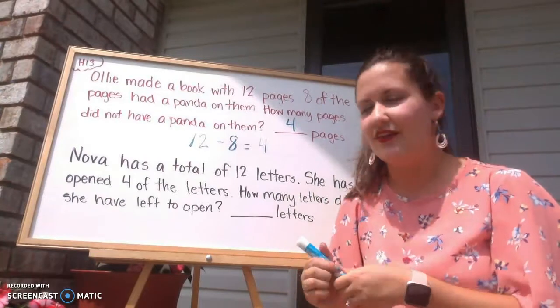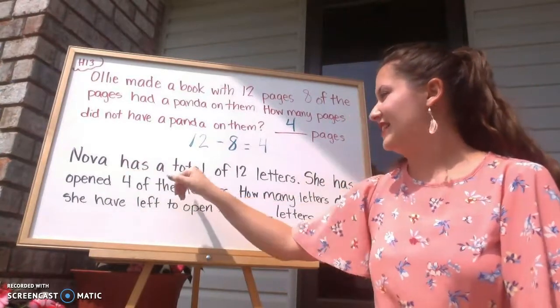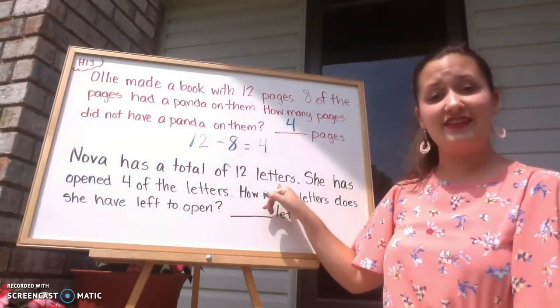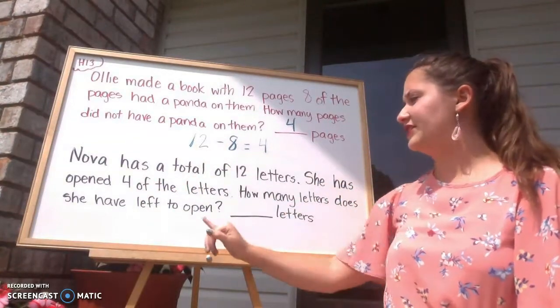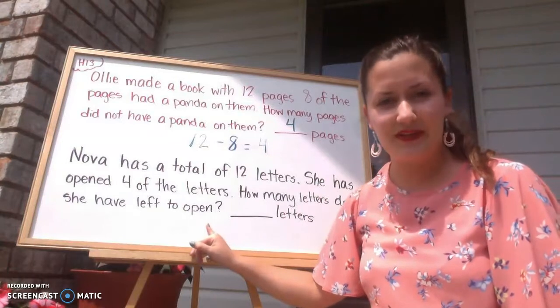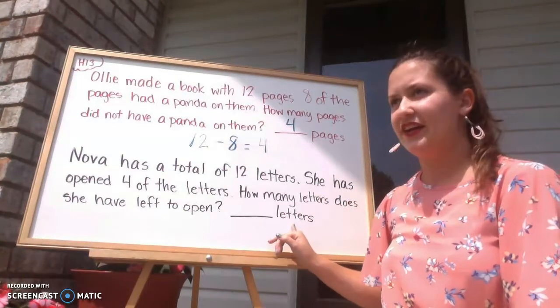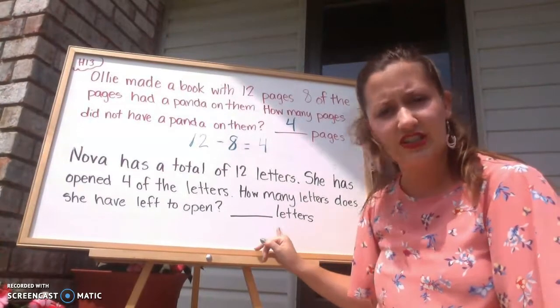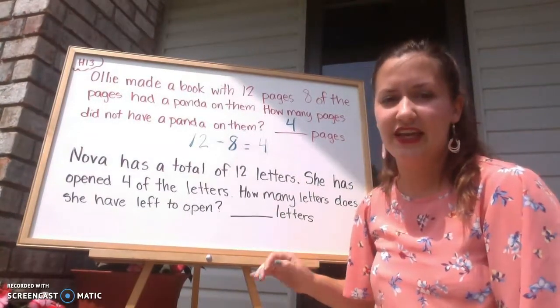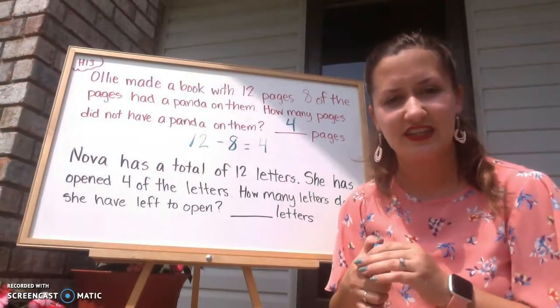Let's look at our next one together. Nova has a total of 12 letters. She has opened 4 of the letters. How many of the letters does she have left to open? Now, we have a blank in letters, so do we need to write our whole number sentence here? No, we're just looking for the answer, so you're going to need your scrap paper for this too.